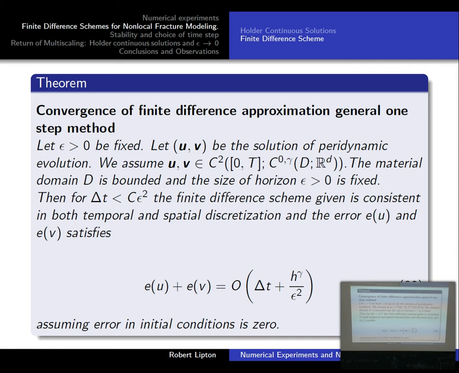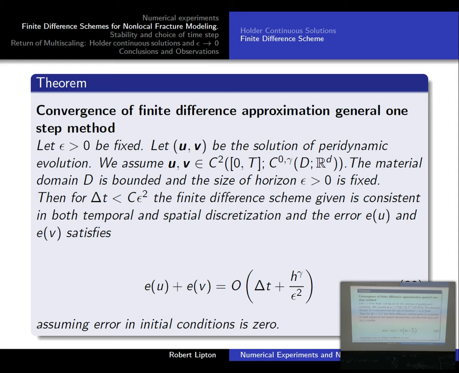Convergence of the finite difference approximation for general one-step schemes: again, assume this regularity in time and this in space. Then the material domain is bounded. We assume that, and a fixed horizon. Then we ask for this blend that the time step must be less than epsilon squared by some constant. And it's consistent, again, in both temporal and spatial discretizations. And we have a convergence of the error of this sort. Okay? So this gives us some guidance on the time step. This tells us what the convergence rate is. Okay? All right. So we actually have some convergences.